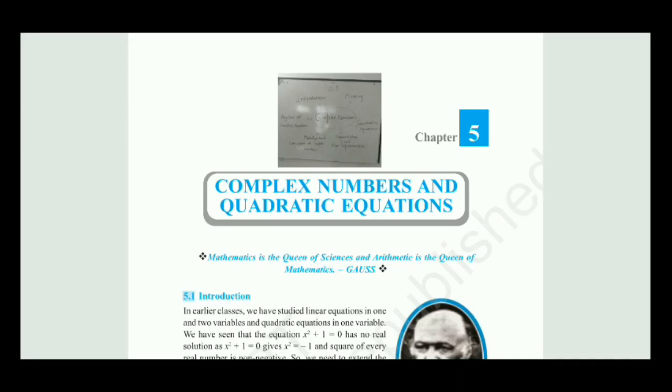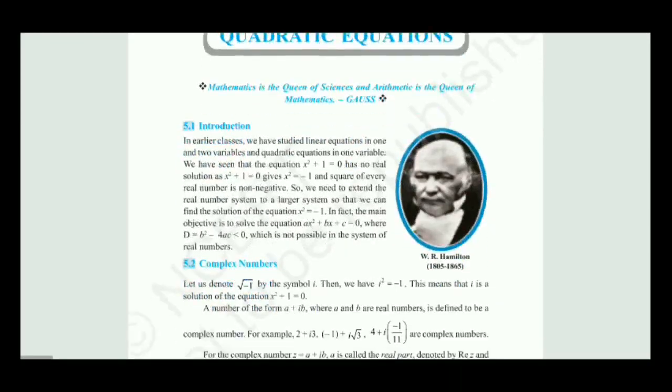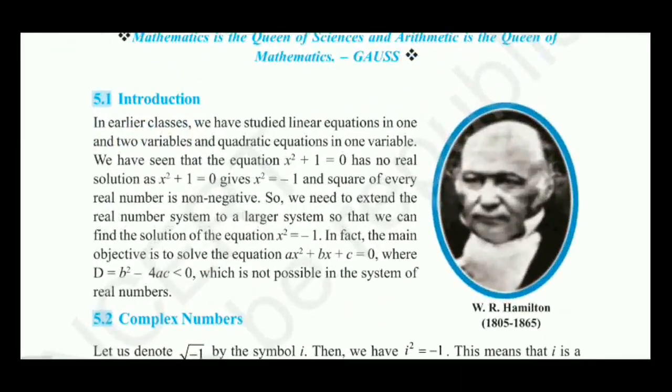So in previous classes, what we have done is we have studied linear equations in 1 and 2 variables and the quadratic equation in 1 variable. So we have seen that equations like x square plus 1 equals 0 have no real solutions. So what is the value here? x square is equal to minus 1. The square of every real number is non-negative.